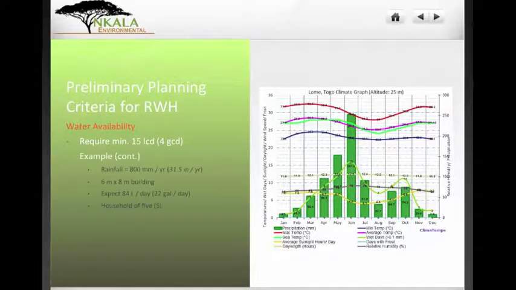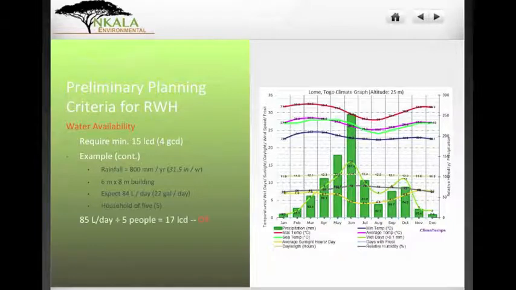Now, let's look at that same example. Let's continue it a little further. So again, we have the same scenario, 800 millimeters per year of rain, a 6 by 8 square meter building. We just calculated that we expect 84 liters per day, and we want to know what that means for a household of 5 people.